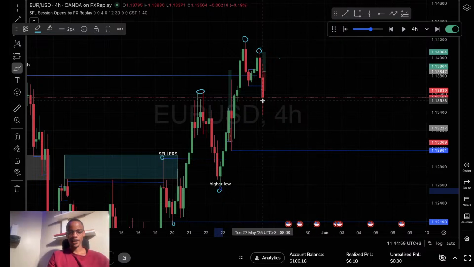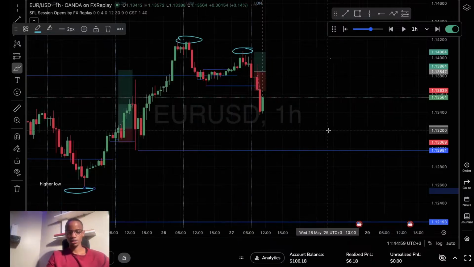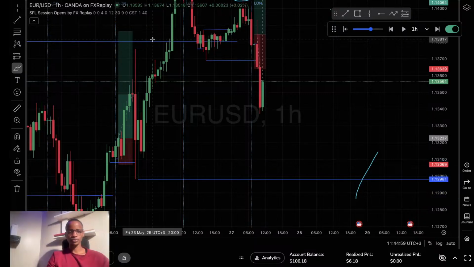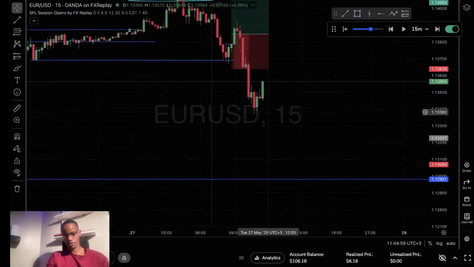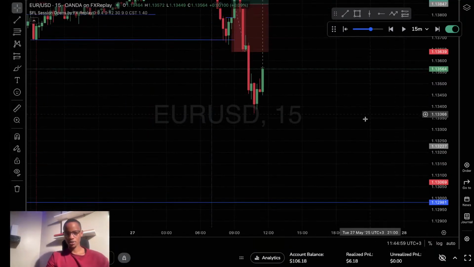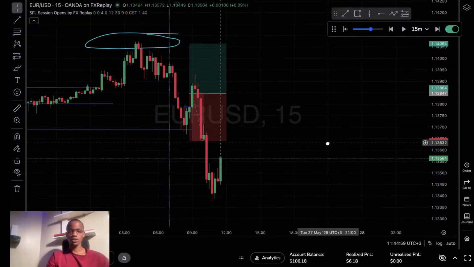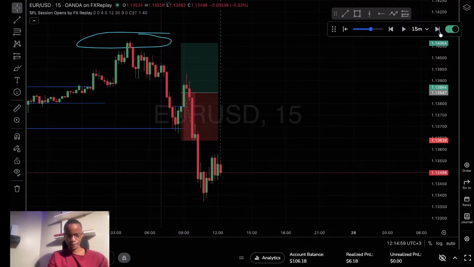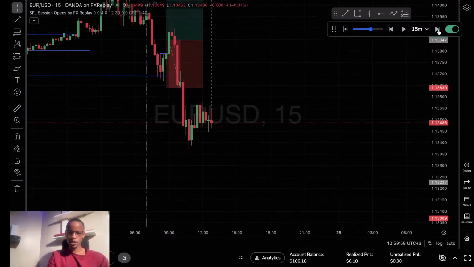Now we retrace back to the 4 hour. Let's check the time. It's 8:08 in the morning. Let me go to H1. So going back to H1, we know price is retracing, and now we can use M15 for buys. You can have a confirmation. So which confirmation are we going to use?